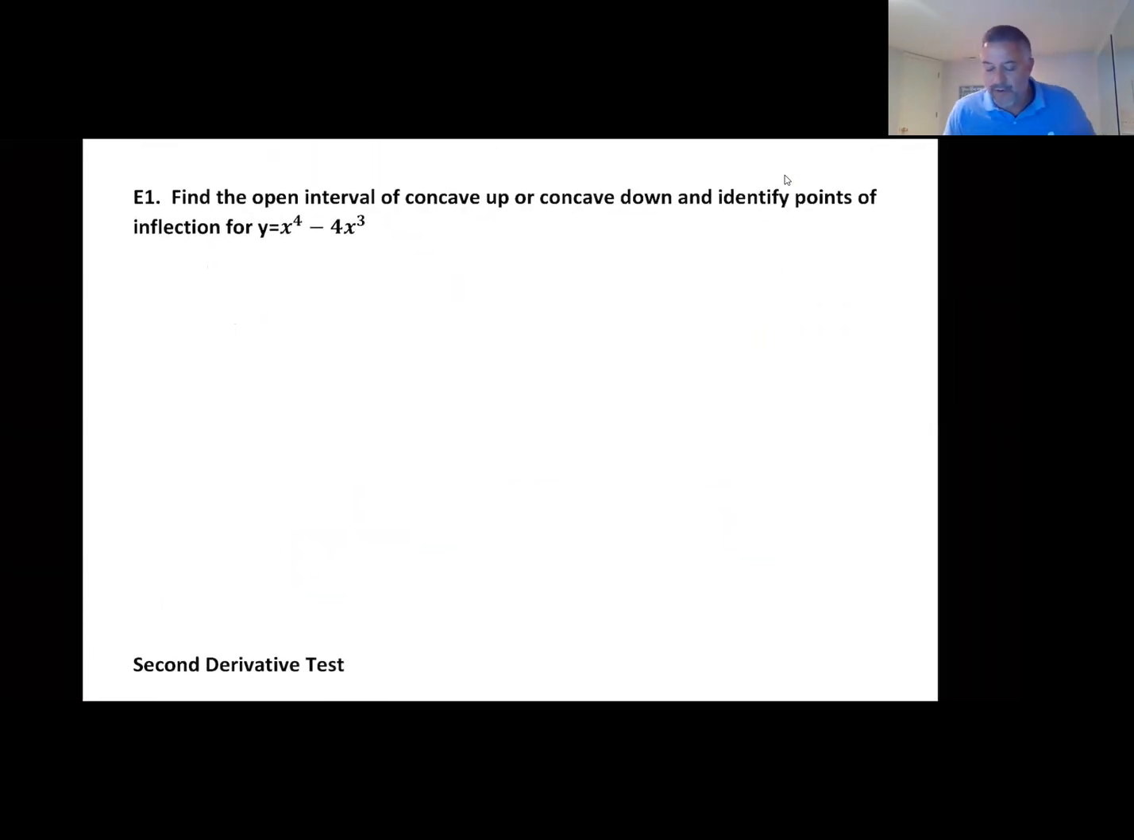Example 1, find the open intervals of concavity. f of x, or y, equals x to the 4th minus 4x cubed. Okay, the first thing we're going to do is find the first derivative: 4x cubed minus 12x squared.